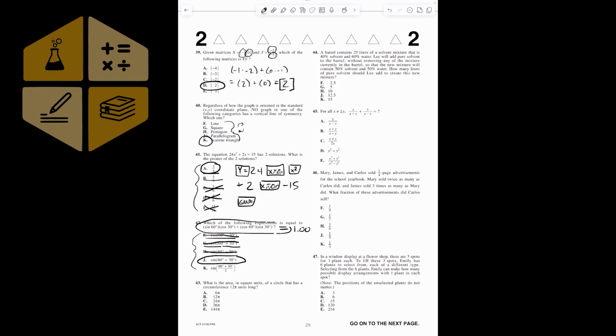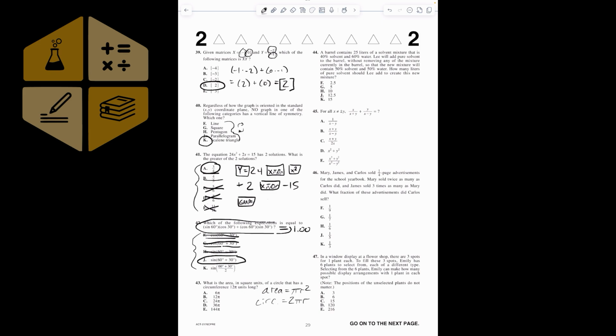43. What is the area in square units of a circle that has a circumference 12 pi units long? Okay, to find the area of a circle, you need the radius. And you can go from the circumference to the radius, no problem. So let's go over these two equations of a circle that you have to know. First, the area of a circle. The area of a circle is pi r squared. That's why I said you need the radius. The circumference of a circle, which is just the distance around the outside, like the perimeter, that's 2 pi r.